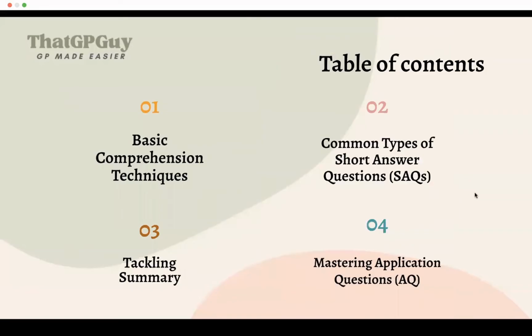So for today, we'll be going through some comprehension techniques as well as the other three components: SAQ, summary, and AQ. Along the way, you'll be able to better understand what each component entails and what you should be trying to look out for if you're not scoring for them yet.